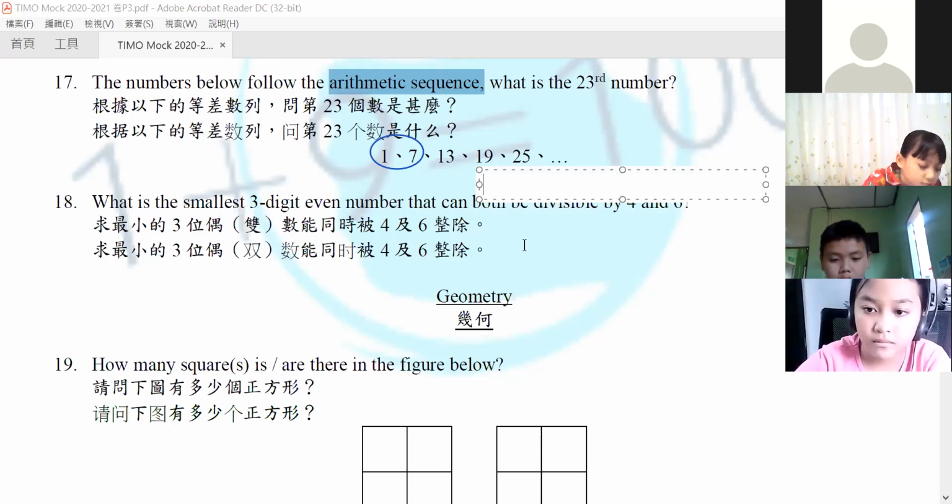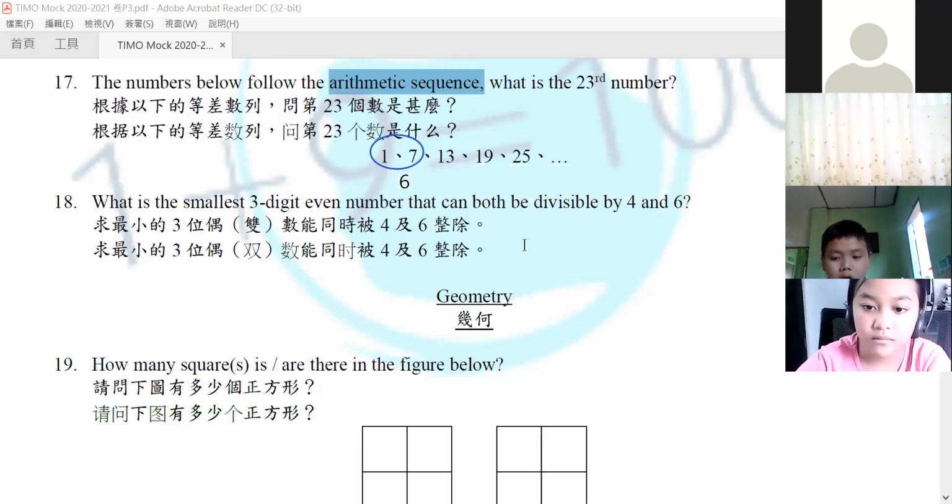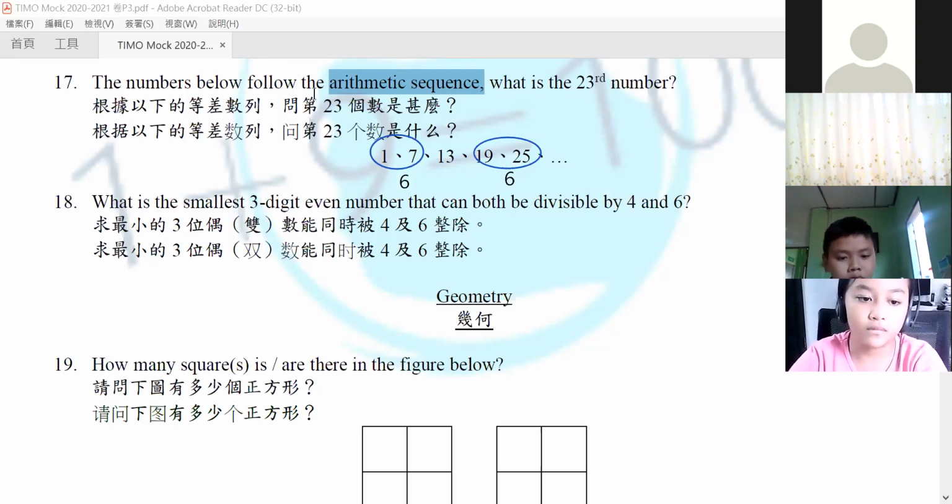Again, if we have another two, like 19 and 13, we also have a difference of 6. So they all differ by 6. So what is the 23rd number? In an arithmetic series, we can actually calculate the nth number.